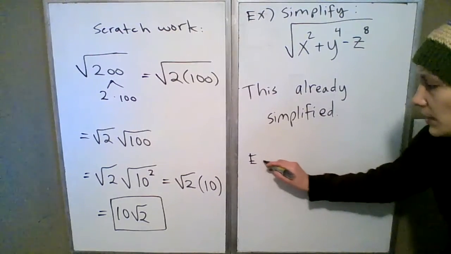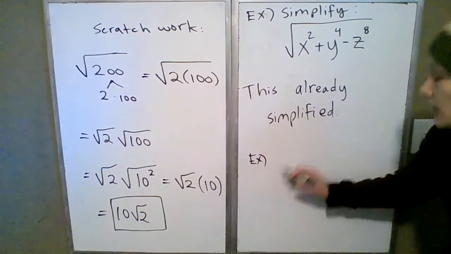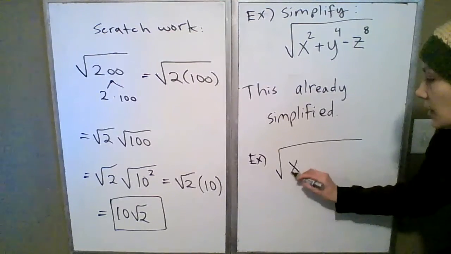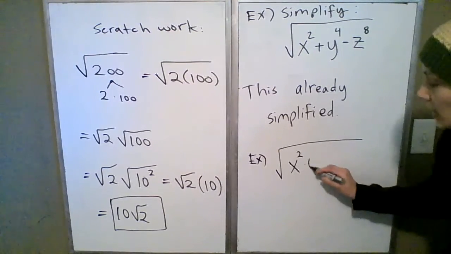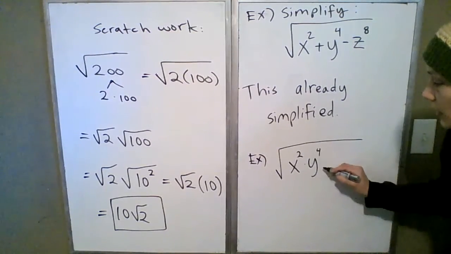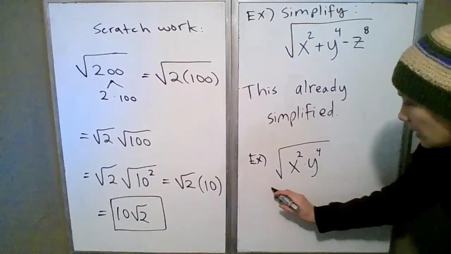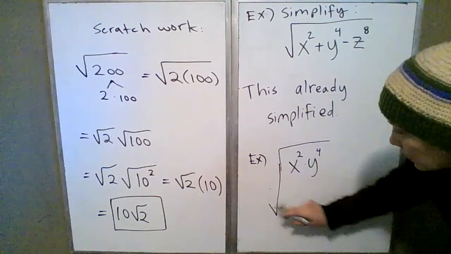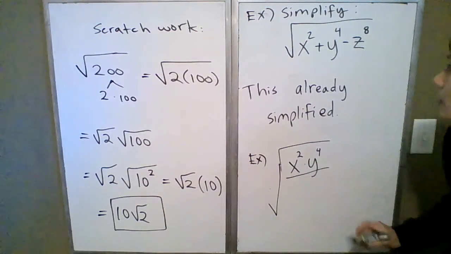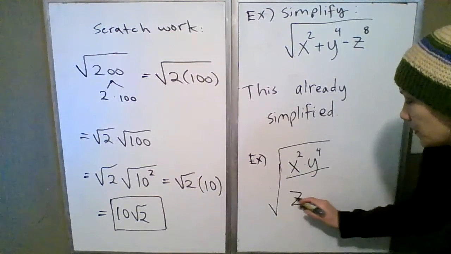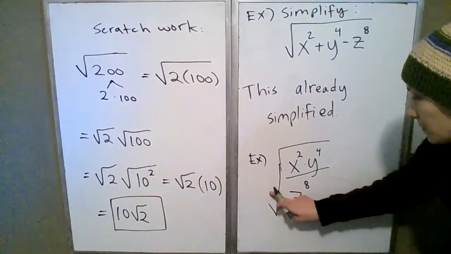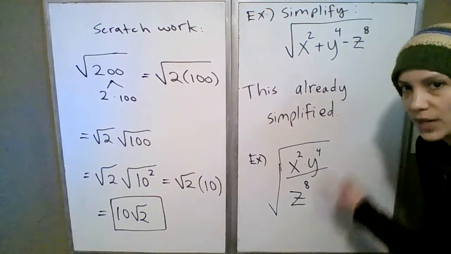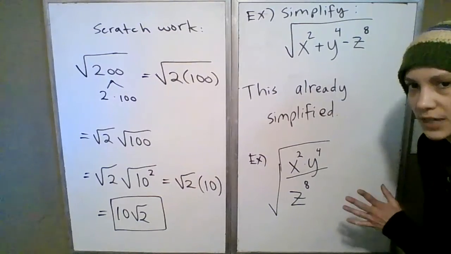Let's look at one that we can do. Let's do the root of, let's do x to the 2nd times y to the 4th. And you know what? We'll divide by z to the 8th. This one we can work with. We have multiplication and division, which we have rules for.